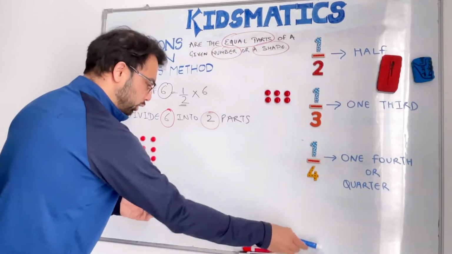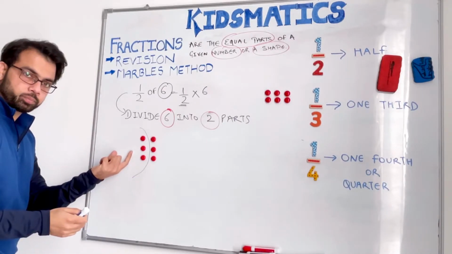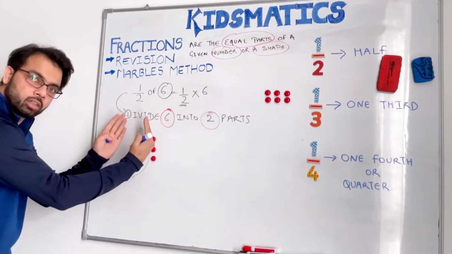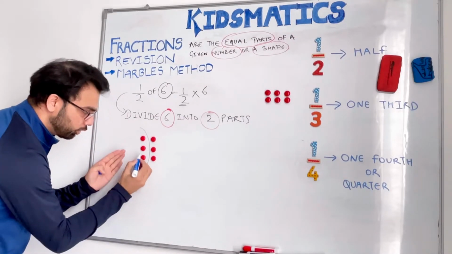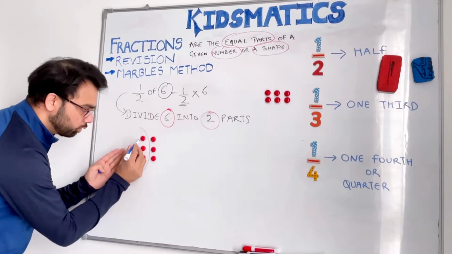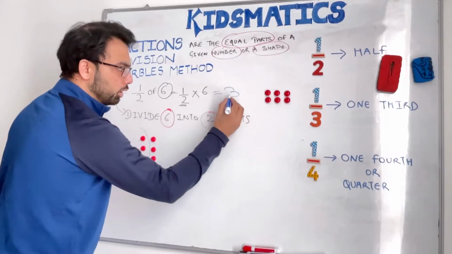And as you can see over here, this is your 1 by 2, the one part of this big group. So what's the answer? You see how many marbles? 1, 2, 3. So 1 by 2 of 6 is going to be 3.